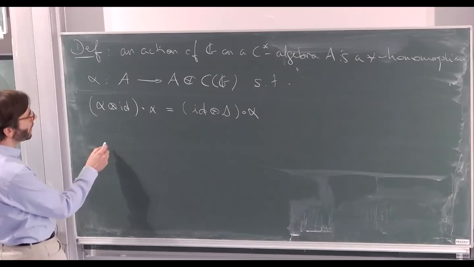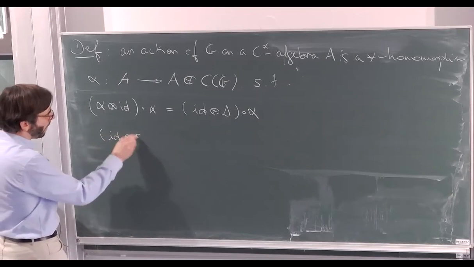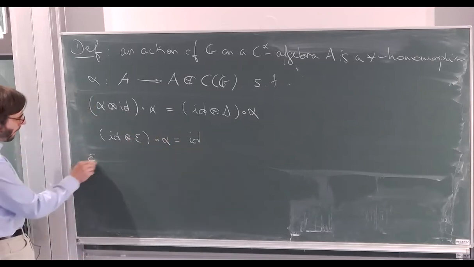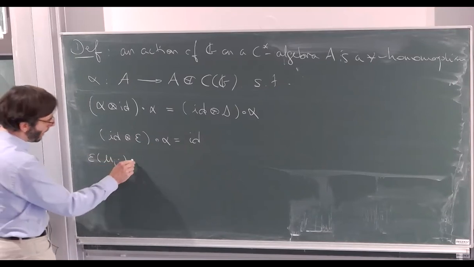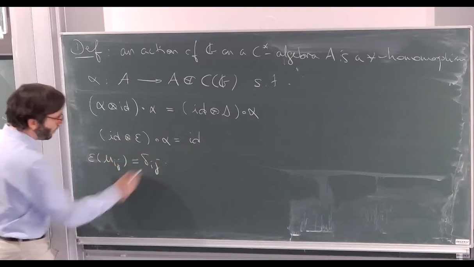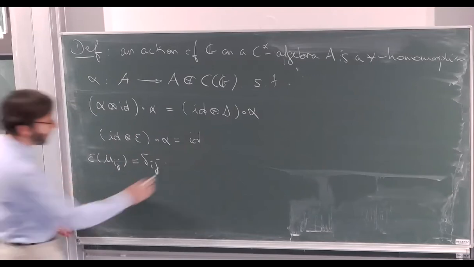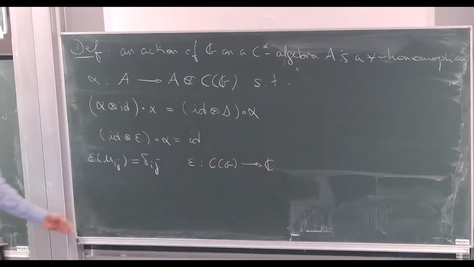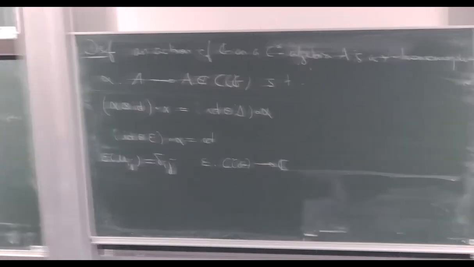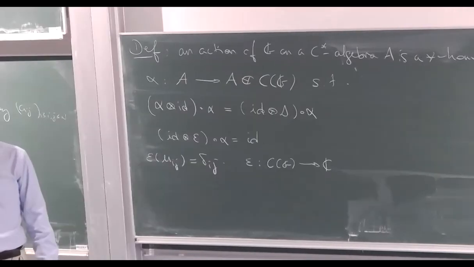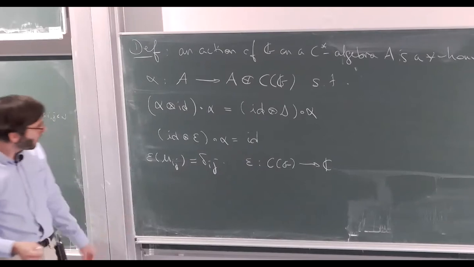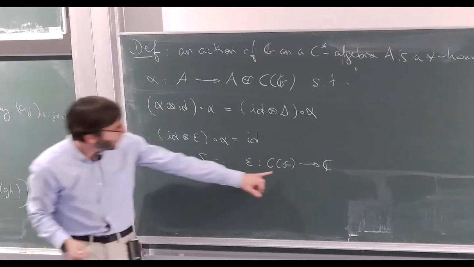And then you need another condition, which is something like this. So what does that mean? Epsilon is the map that sends Uij to delta ij. So it's a map from C of G to C, which plays the role of evaluation at the neutral element, at the identity, right? We have matrices, so the neutral element is just the identity matrix. It's the one with coefficients delta ij. So I'm just applying any function on that thing. That gives me that star homomorphism for any compact quantum group.